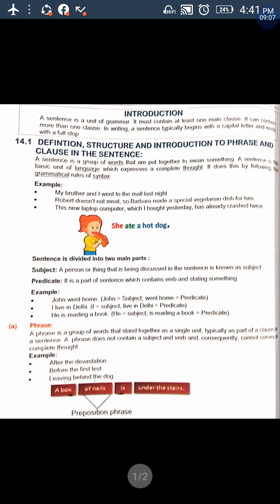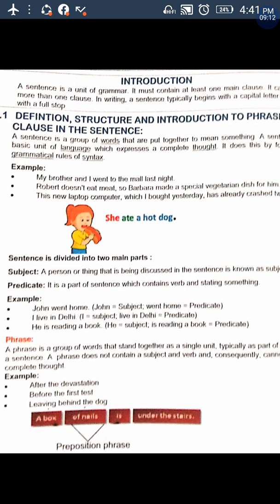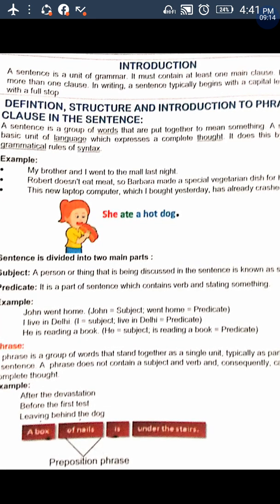See, I have typed out some examples for you all also. John went home. Who is the subject here? Whom am I talking about? John. And what did John do? He went home. The next is, I live in Delhi. Who is the subject here? Whom am I talking about? It's I, the subject. And what do I do? I live in Delhi. This is the predicate. It's stating where I live.